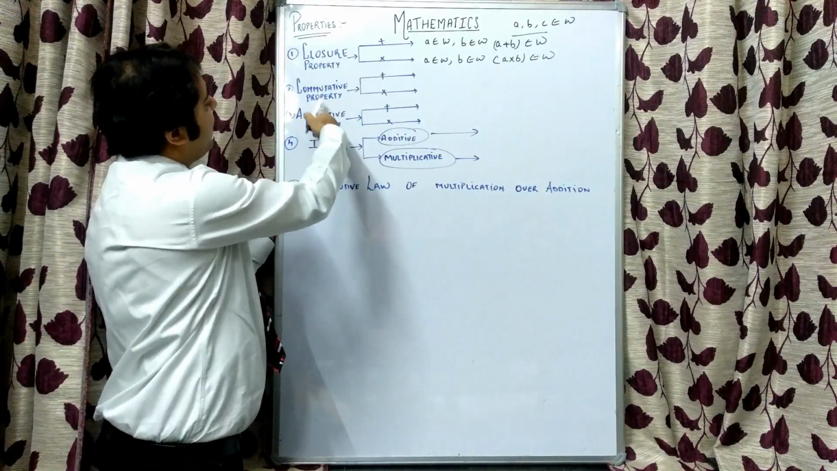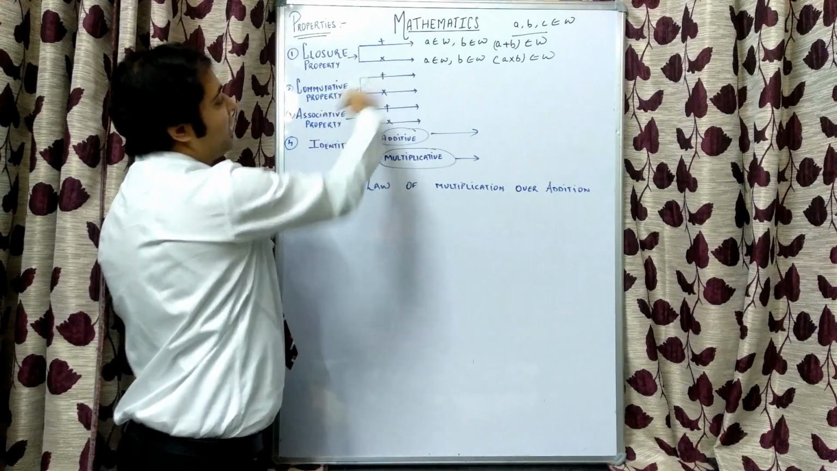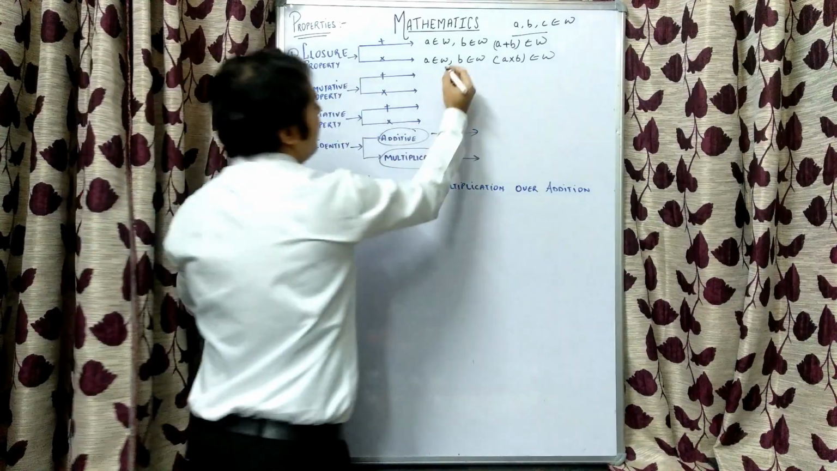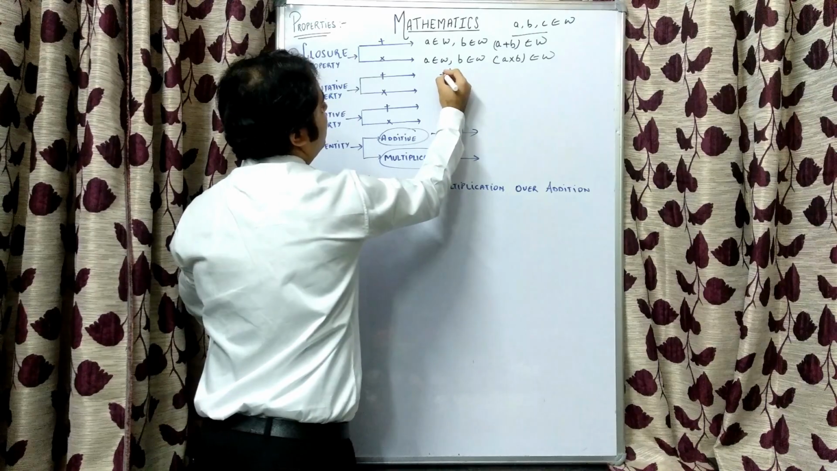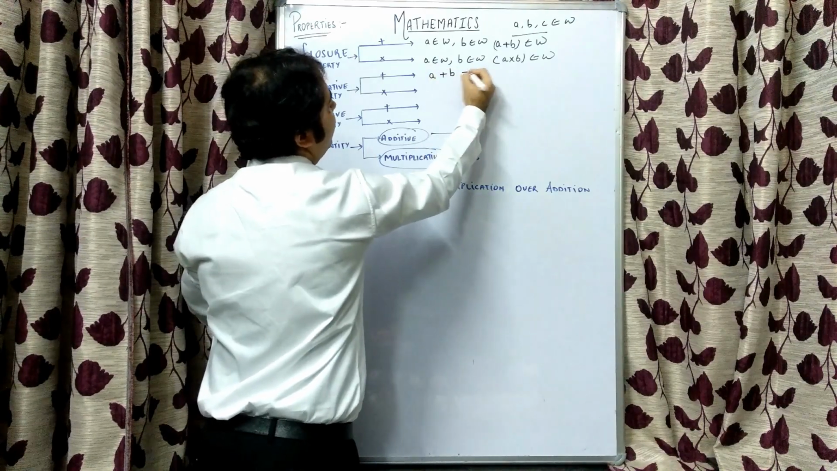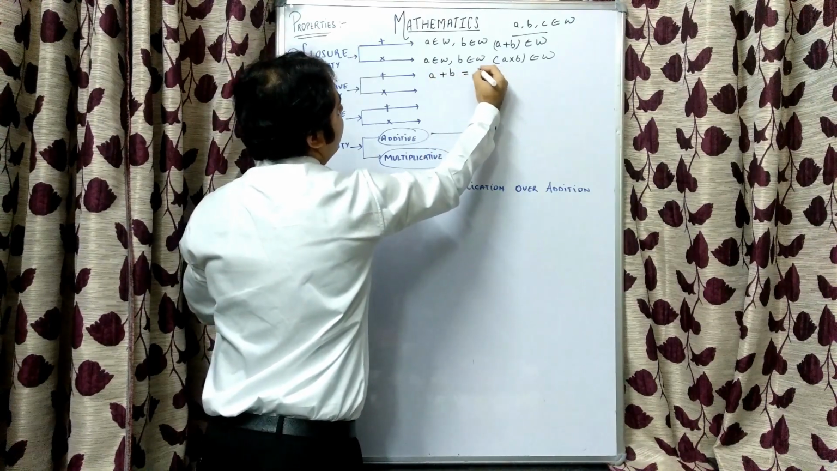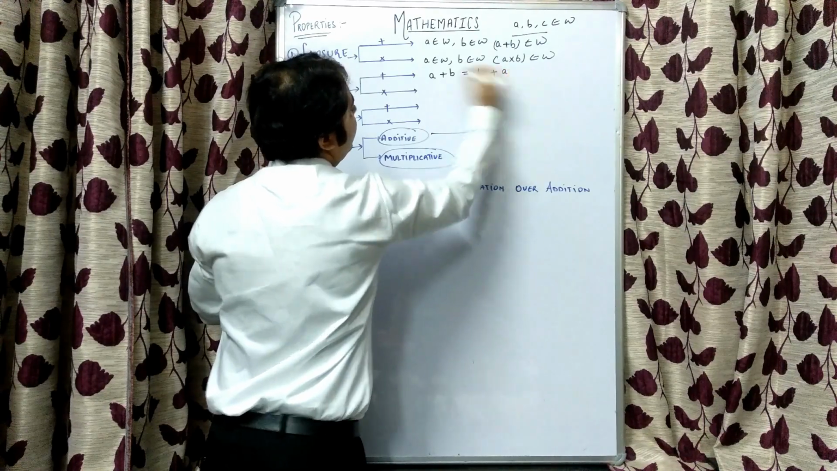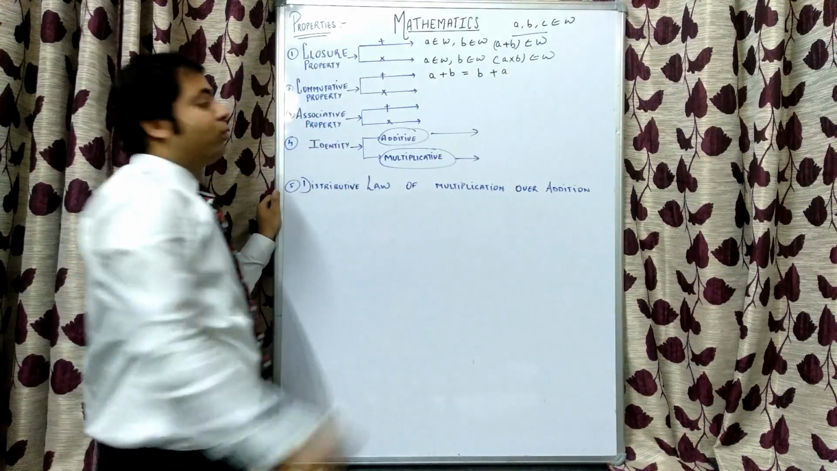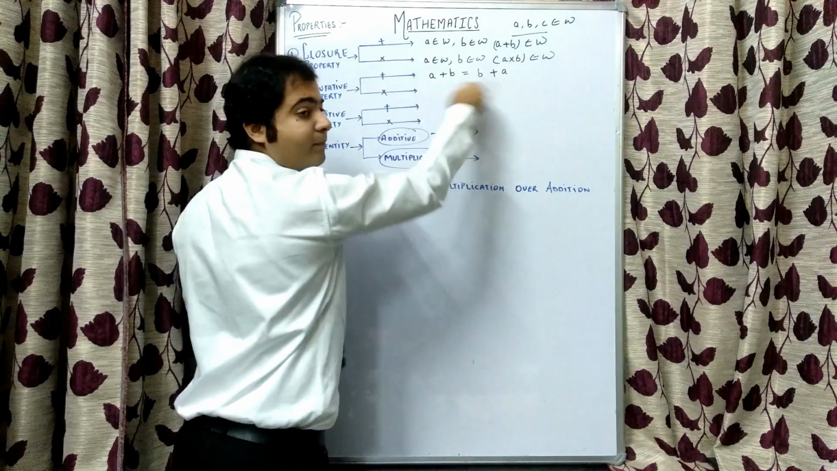Next property, commutative property of addition. Commutative property of addition states that adding B to A will be similar to adding A to B. That means the position does not matter.